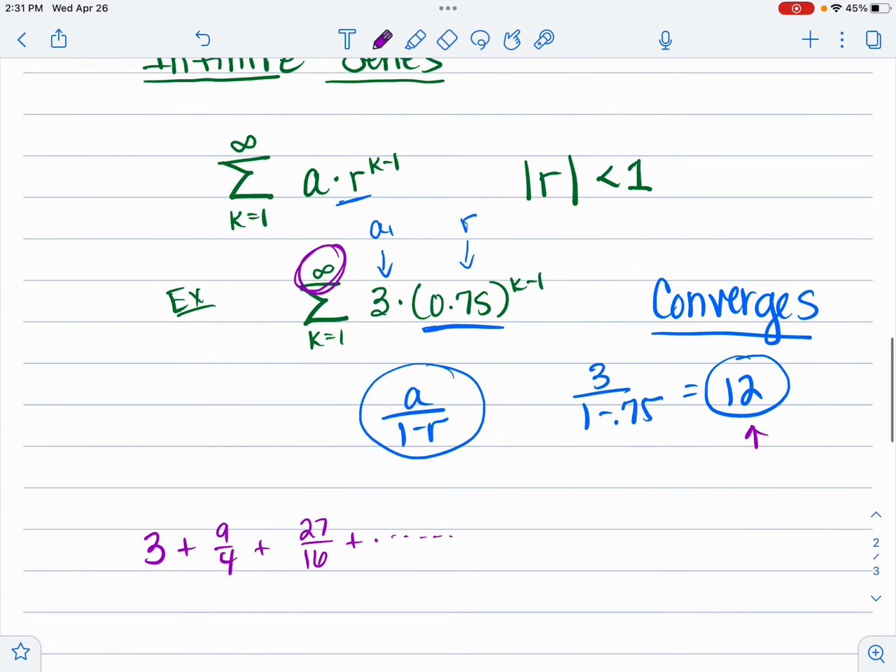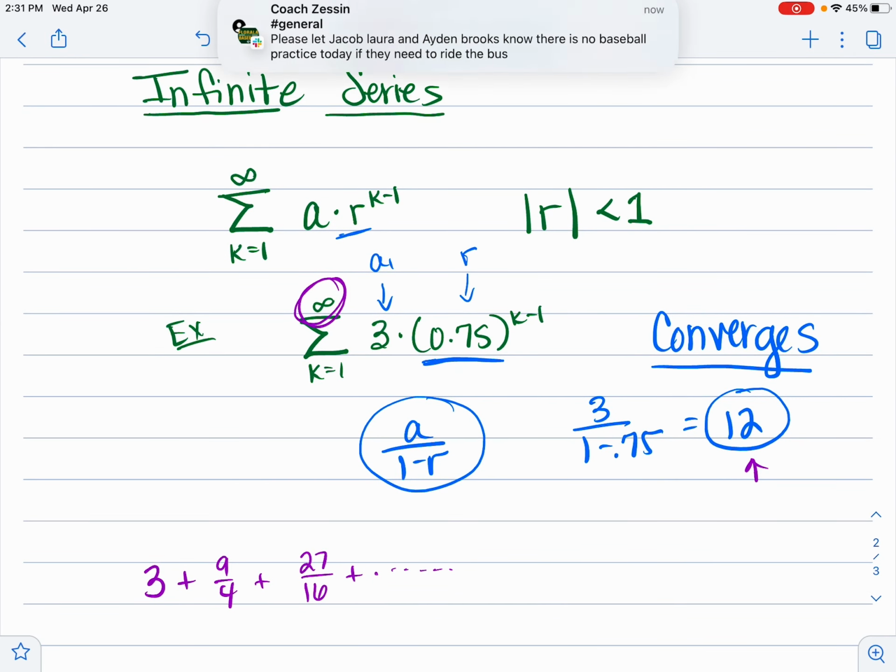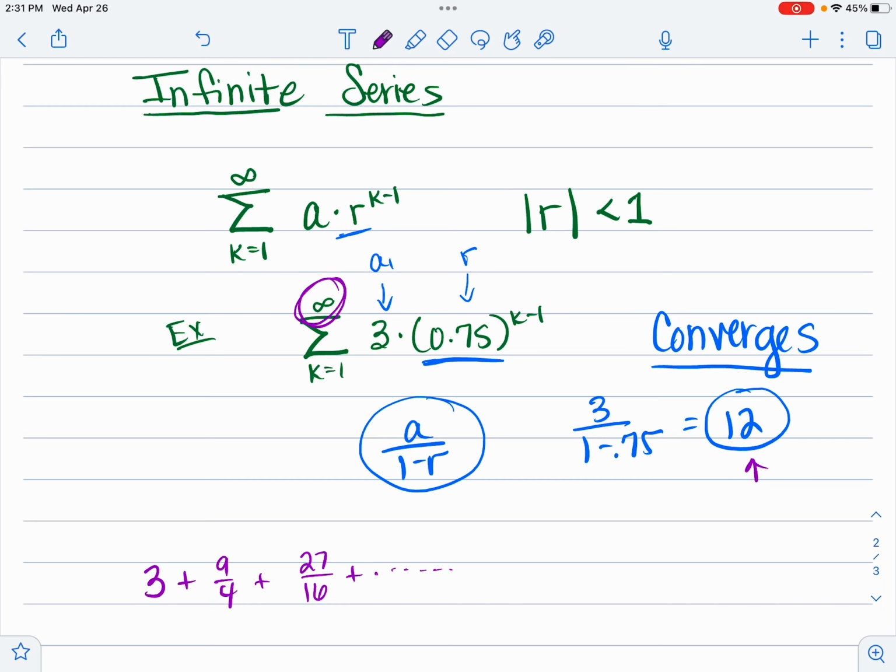Which again still kind of blows my mind as an adult person that has a degree in mathematics, and it's just the coolest thing ever, because I'm a huge nerd. But just letting you know that that's what an infinite series is.